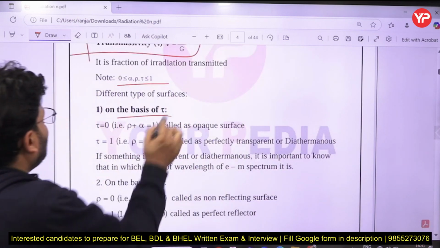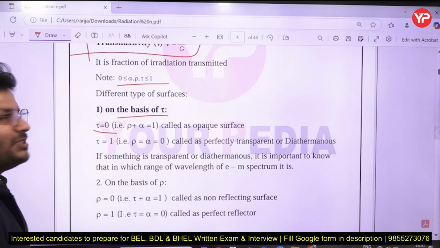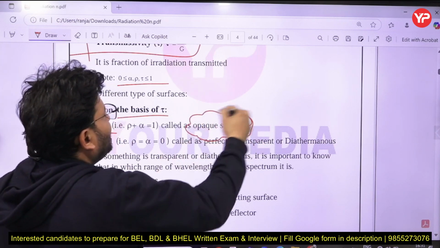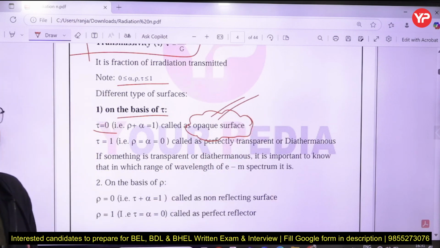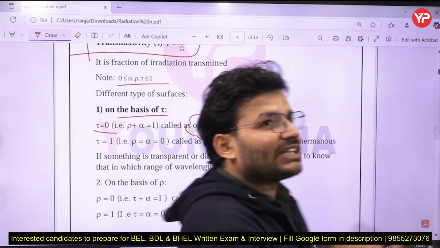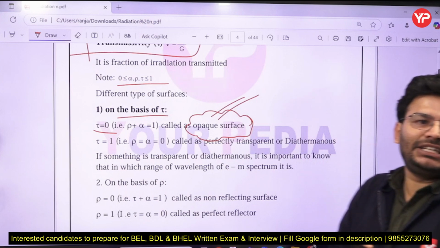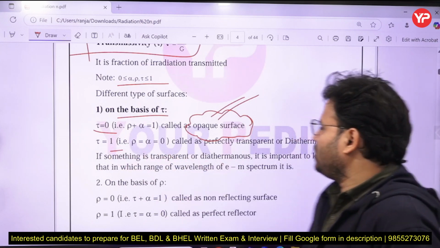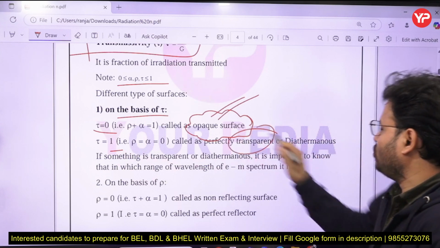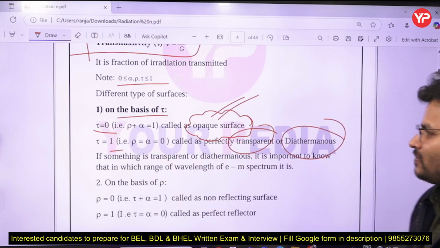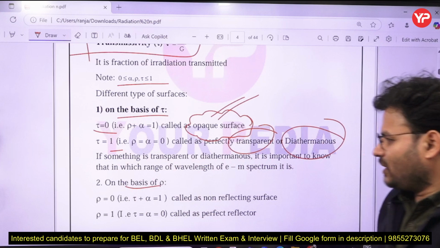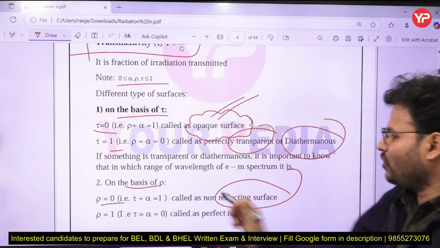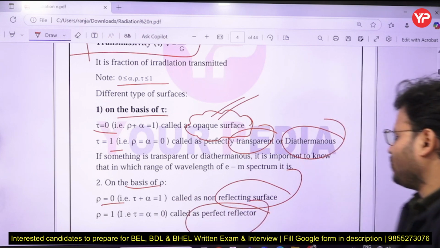Now on the basis of tau, if tau is 0, that means nothing is going to be transmitted, then it is called an opaque surface. Keep in mind, if nothing is transmitted, then it is called an opaque surface. If tau is equal to 1, it is called perfectly transparent, or diathermanous. Keep that in mind. On the basis of rho, if rho is 0, then it is not a reflecting surface. If rho is 1, it is called a perfect reflector.